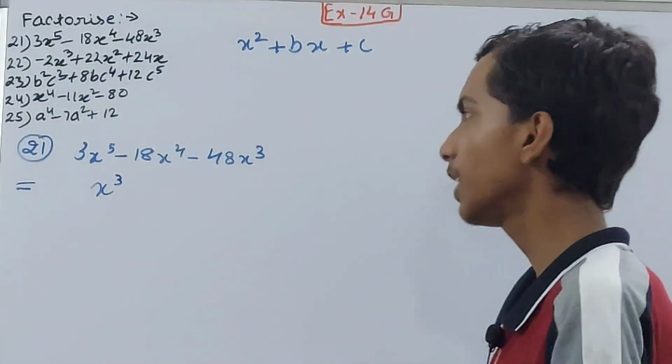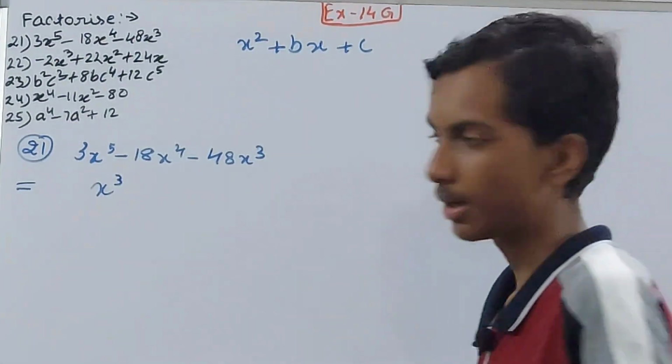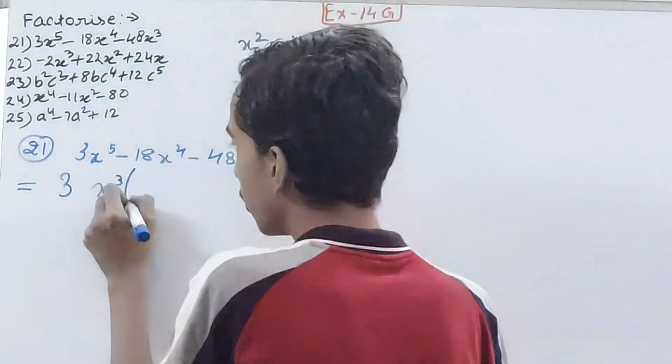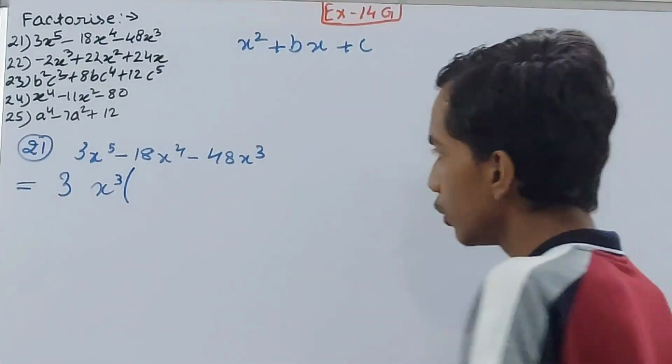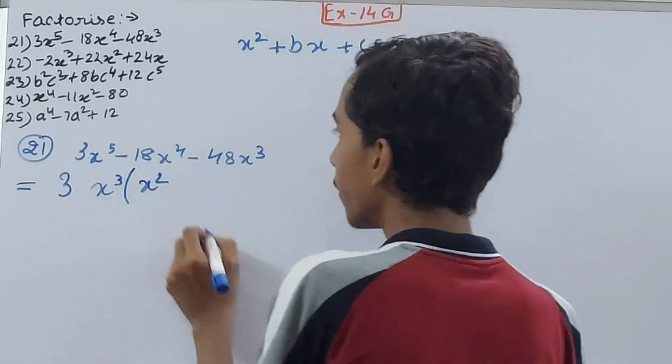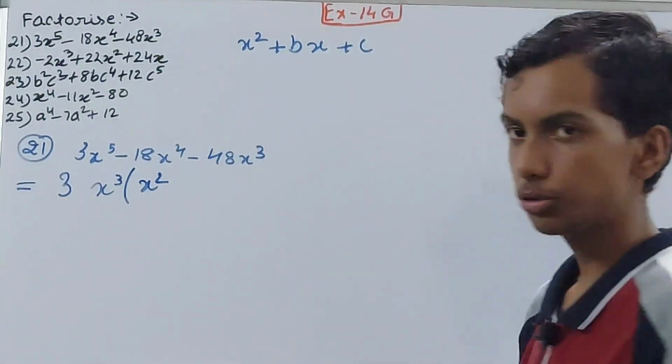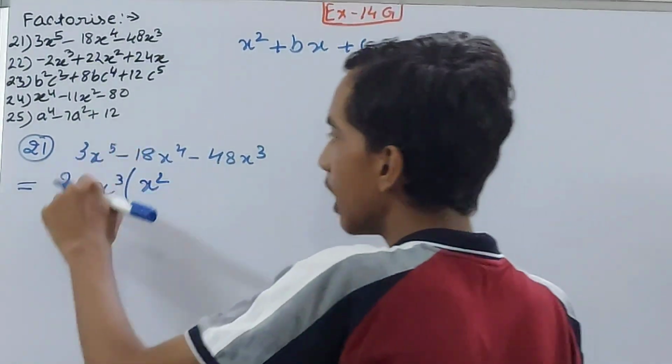In the numbers you have to see yourselves 3, 18 and 48. What can we take common? We can take 3 common from here. From here we can take 3 common. See, 3 and 3 will cancel, x to power 5 and x cube. So you will have x square here, because 5 minus 3 is 2, so x square, and minus 18 upon 3.